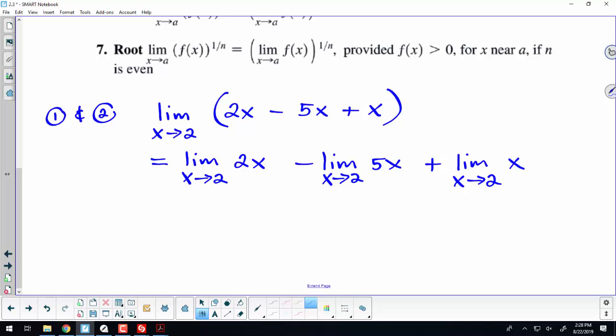Eventually, once you do a few of these, you'll get to the point where you're not really writing that out. You're just computing it all at once. I don't expect you to write all of these limit laws out every time you compute a limit. It would take up way too much time and space. But we're just familiarizing ourselves with what we can actually do with that operation. Okay. Anyone have any questions on that?